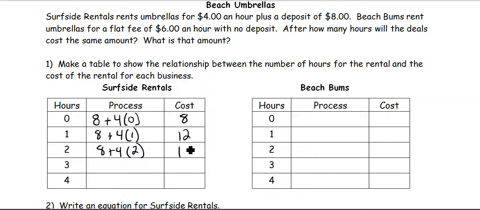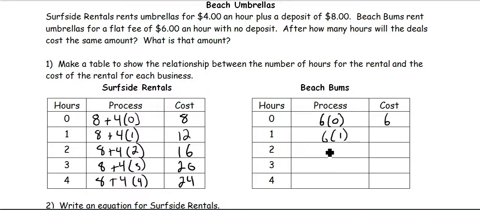I know I'm probably going a little quick for you, but you can always stop the video and take care of this on your own. 8 plus 4 times 4, and that would give us 20 and 24. All right, on the second one, it's a flat fee of $6 an hour, no deposit. So this would be 6 times the number of hours, and 6 times 0 is 0. And then we'll just go ahead and fill out this table.